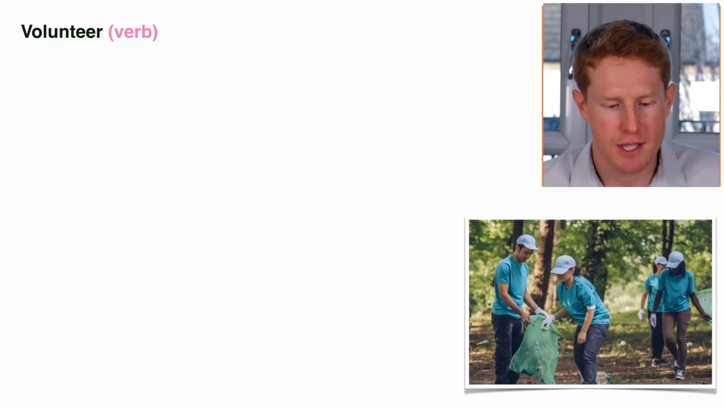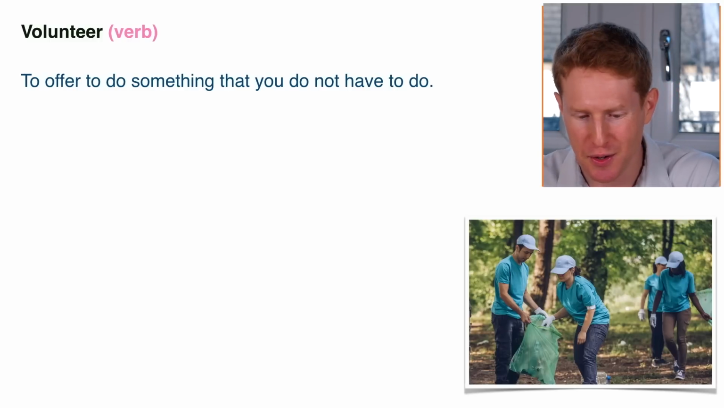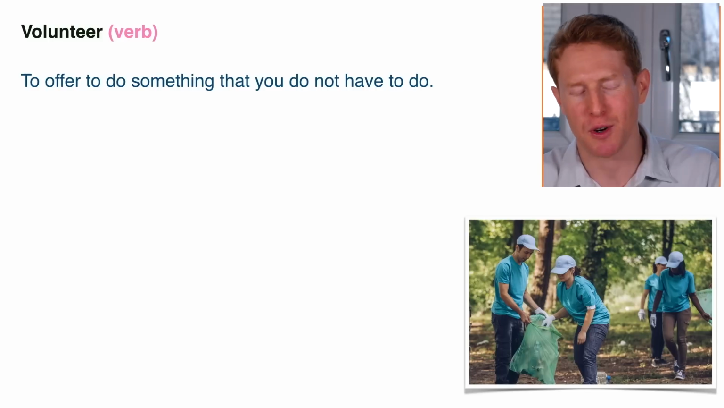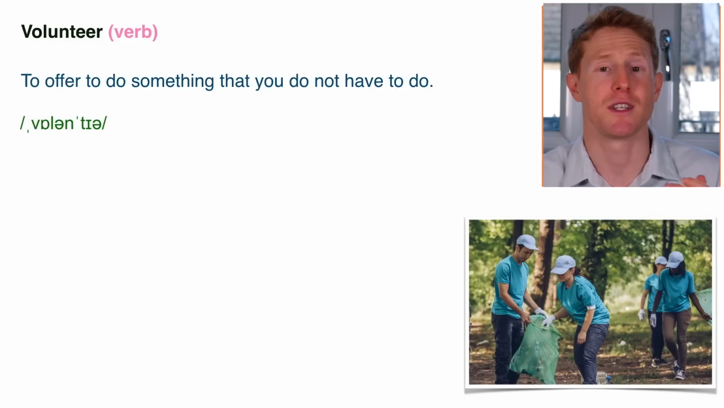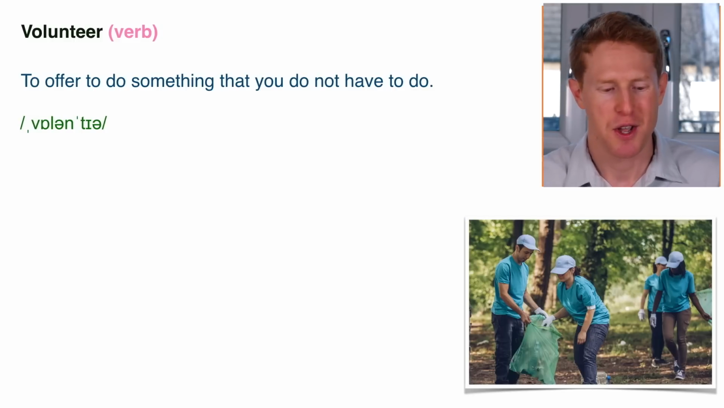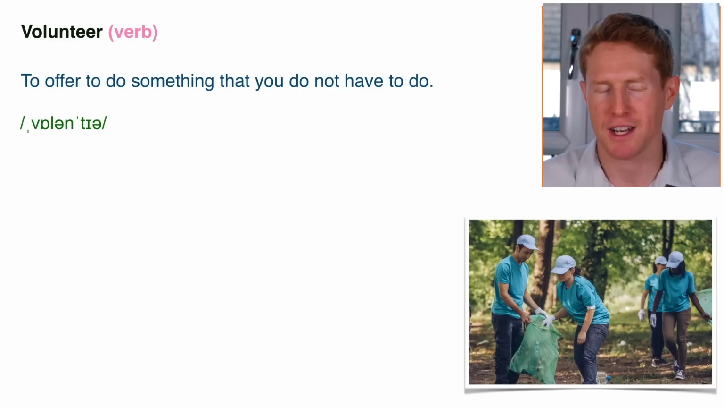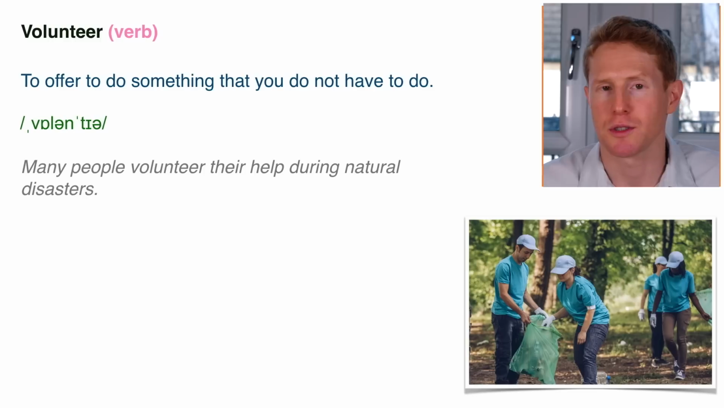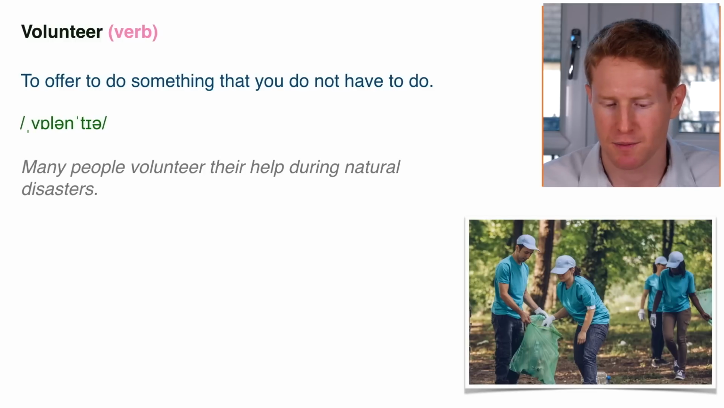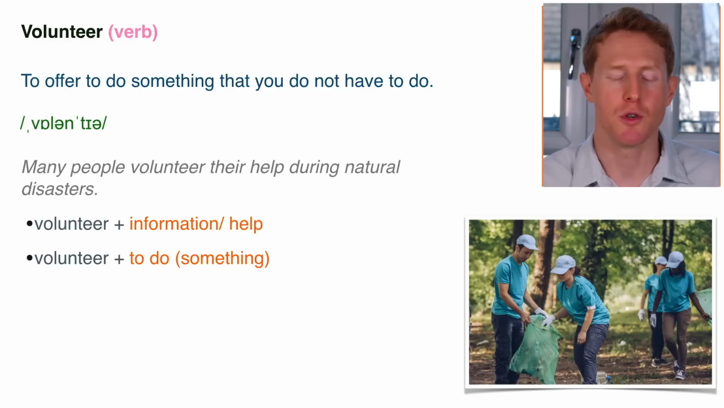Next, we've got volunteer. So to offer to do something that you do not have to do. So you don't have to do it, but you volunteer. You offer to do something. Okay, pronunciation, volunteer. So there's a verb form, but there are other forms of the word as well. We'll get to that in a second. Here's an example sentence. Many people volunteer their help during natural disasters. So we can volunteer information, we can volunteer help, we can volunteer to do something.